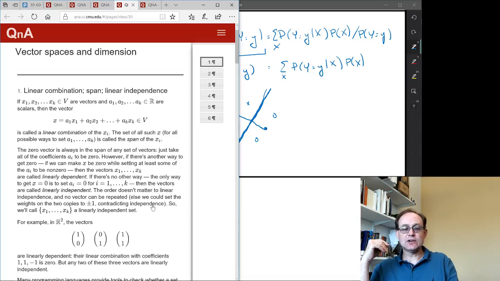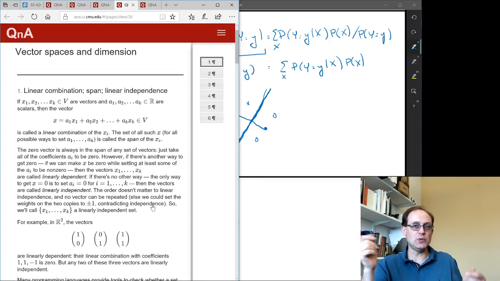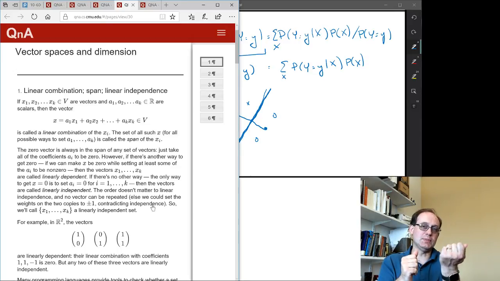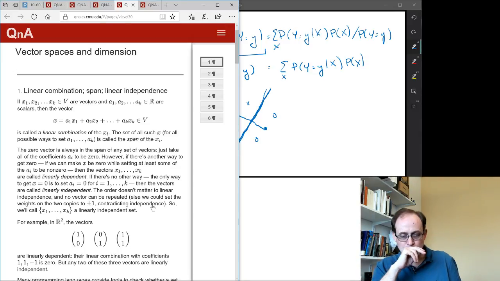If you can get 0 with at least one of the ai being non-zero, that's called a linearly dependent set of vectors. If the only way to get 0 is to set all of the ai to 0, then they're called linearly independent. Order doesn't matter for linear independence, and no vector can be repeated in a linearly independent set. Otherwise, if we had a repeated vector, we could set the weight on one copy to +1 and the weight on the other copy to -1. And so we'll call the set x1 through xk a linearly independent set.